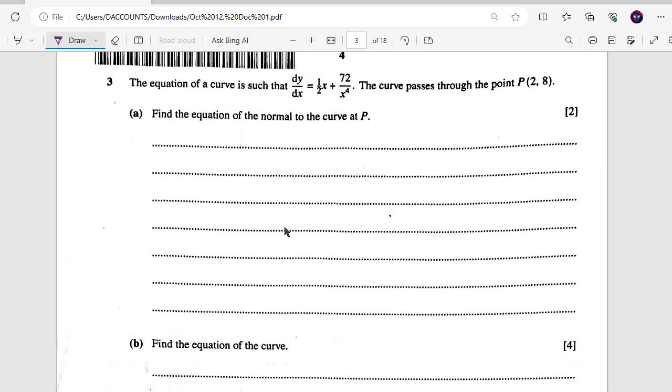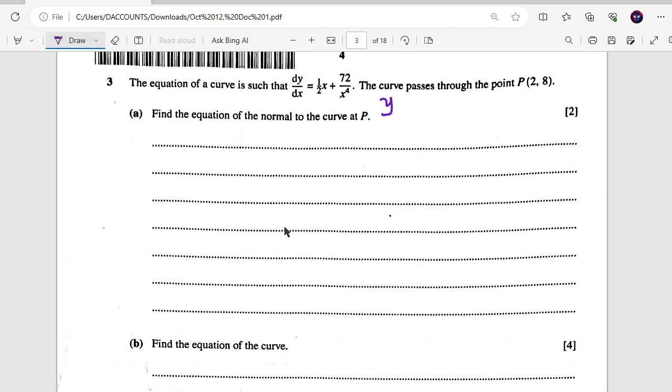Number 3. The equation of a curve is such that dy/dx is half x plus 72 over x to the power 4. The curve passes through the point P. Find the equation of the normal to the curve at P. Okay, we are looking for the equation of the normal to the curve at P.